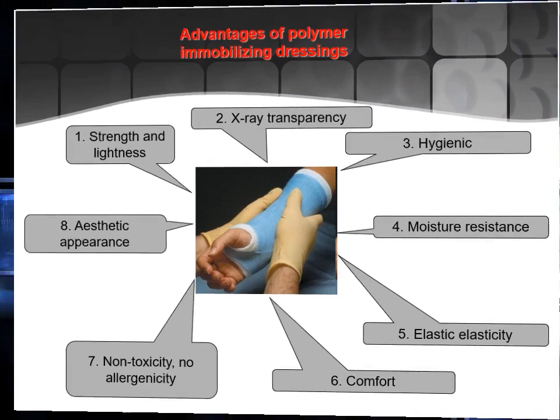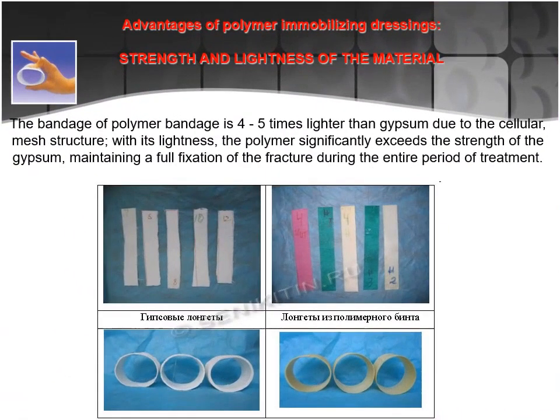The strength and lightness of the material: it is 4 to 5 times lighter than gypsum immobilization. Quite a serious thing, especially with immobilization of the lower limb. Sometimes a circular plaster cast on the lower limb can weigh 5 to 6 kilograms, and really moving with such a weight is extremely difficult.